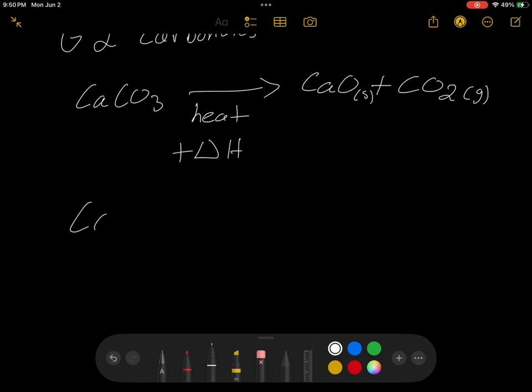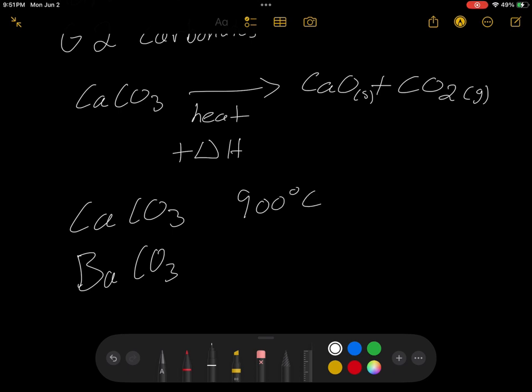So let's look at calcium carbonate versus, let's do barium carbonate for a big difference. So here's the thing. Calcium carbonate decomposes at 900 degrees Celsius, while barium decomposes at 1,360 degrees Celsius. So as we can see, barium is more stable. The carbonate of barium is more stable than that of calcium because it decomposes at a higher temperature. It requires more energy to break it, right?